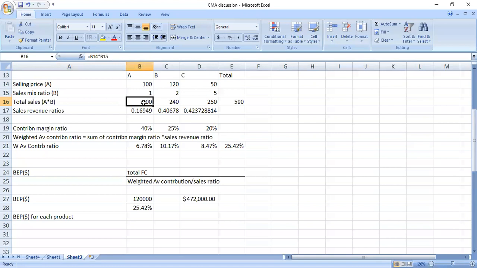Guys, kindly mute. I was muting you when I was busy. So for now, kindly mute. So I was still saying that for sales, how we get it is you multiply the selling price times the sales mix ratio. Let me first respond to this. Olivia, kindly mute.